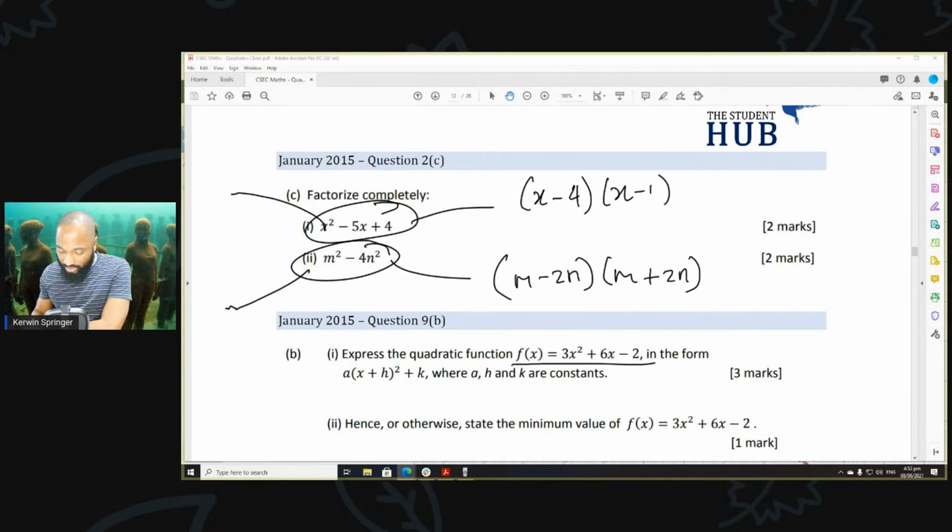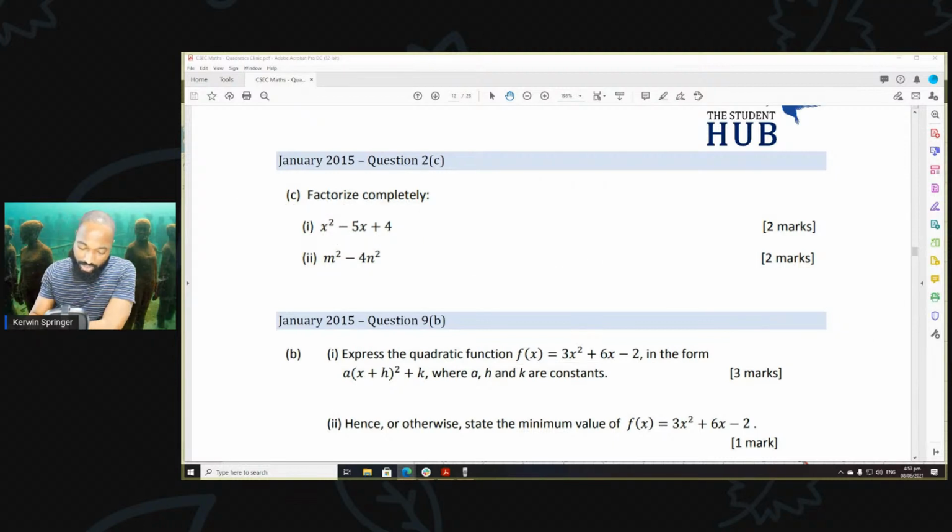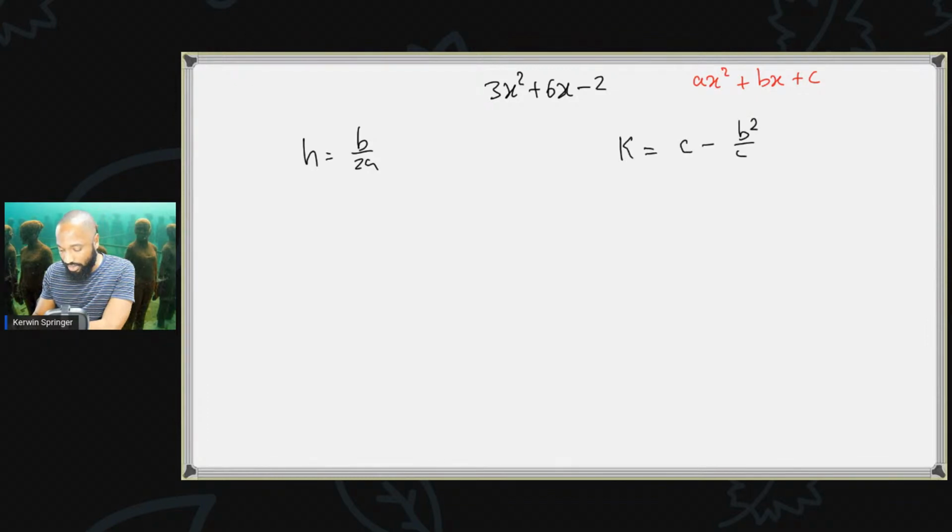Express the quadratic function 3x squared plus 6x minus 2 in the form a(x plus h) squared plus k. Oh, another completing the square. And I said I'm going to do this one using the formula method for those of you who just joined. So using the formula method, h is always equal to b on 2a. And you always want to write this nearby so that the examiner knows you're comparing. And then k is equal to c minus b squared on 4a, or some of you know this as 4ac minus b squared on 4a, whatever floats your boat.